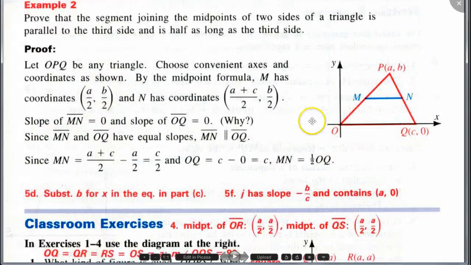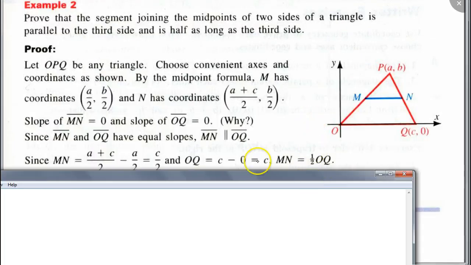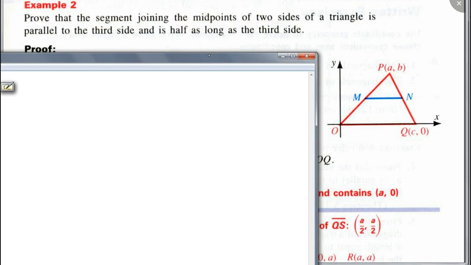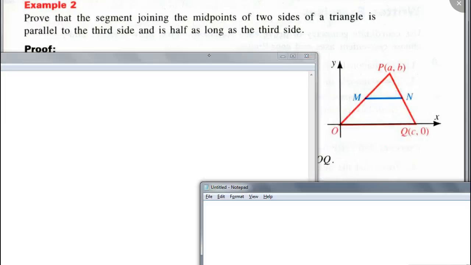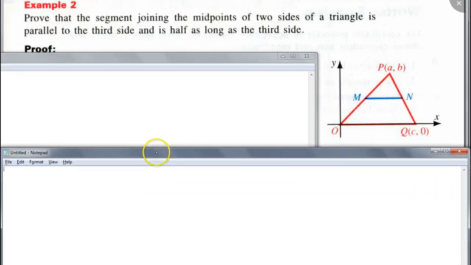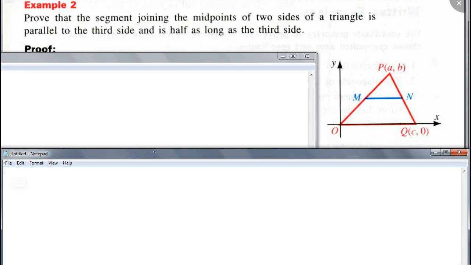Let's read this. Who wants to read this example? Go ahead, Josh. Prove that the segment joining the midpoints of two sides of the triangle is parallel to the third side and is half as long as the third side. Do you guys remember this? We did this, and this was rather a little bit longer than other proofs. But if you actually do this using a coordinate geometry proof, it's not that bad, because all you have to do is show that MN is, first of all, what?